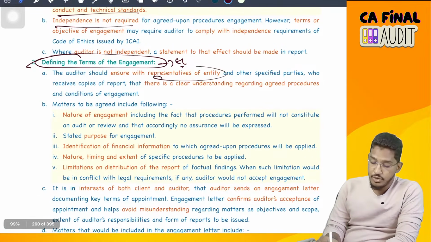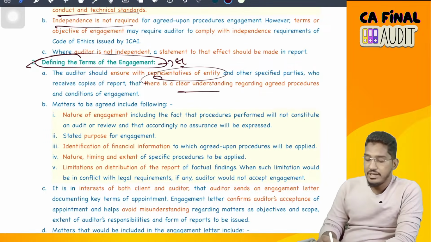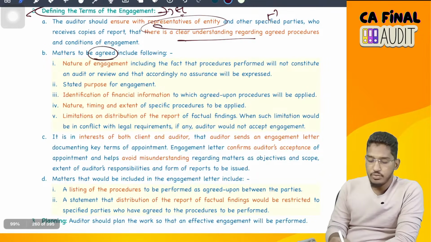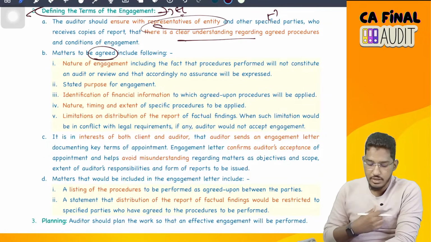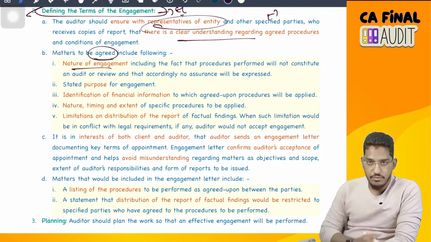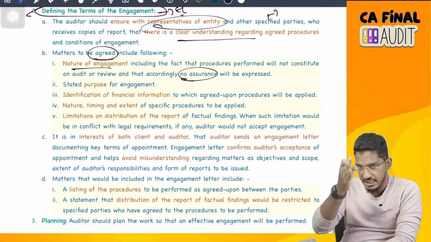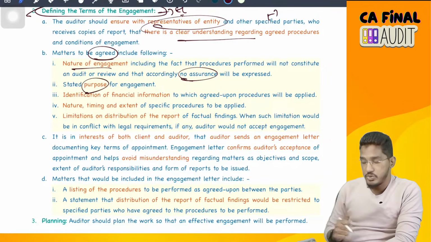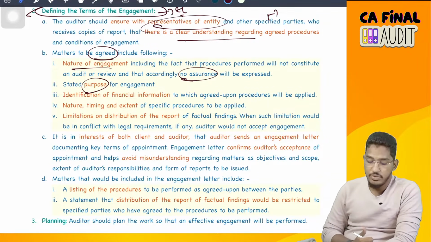The auditor should ensure, with the representatives of the client, a clear understanding regarding the agreed upon procedures. Basically, you have to draft the engagement letter. So what all terms you have to agree, what all things have to be included in the documentation. What is the nature of the engagement? You have to clearly mention that you are not giving any assurance. In the terms of the engagement, in the engagement letter itself, you have to mention it. And you have to include the purpose, why this engagement is being performed.